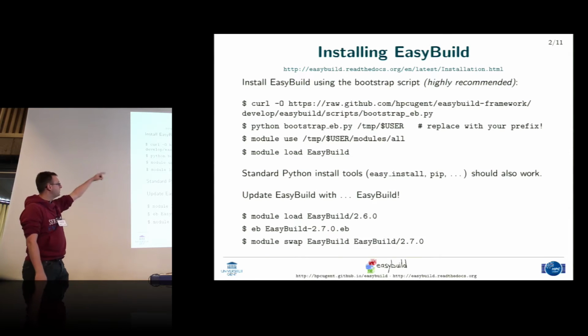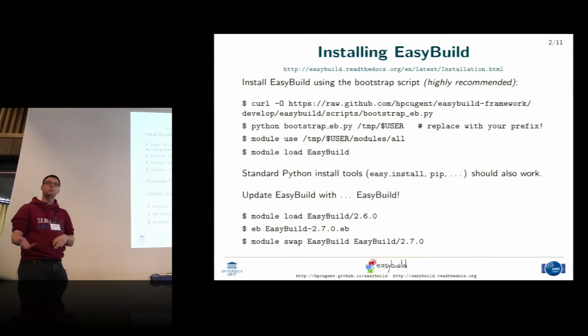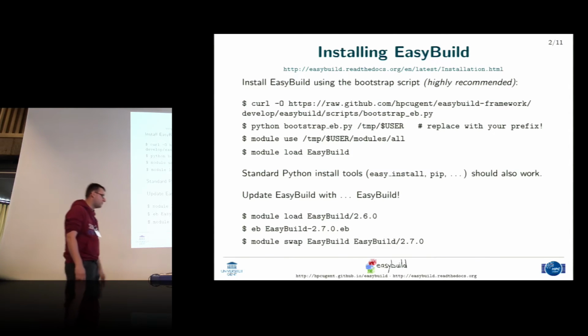You can just download this. This is in the documentation as well, which is in the link above. You can download this straight from your browser or using curl, and then you can just run it with python bootstrap. You give it a location where EasyBuild should be installed, and that will give you an EasyBuild module that you can load. So let's see if we can get this to work.